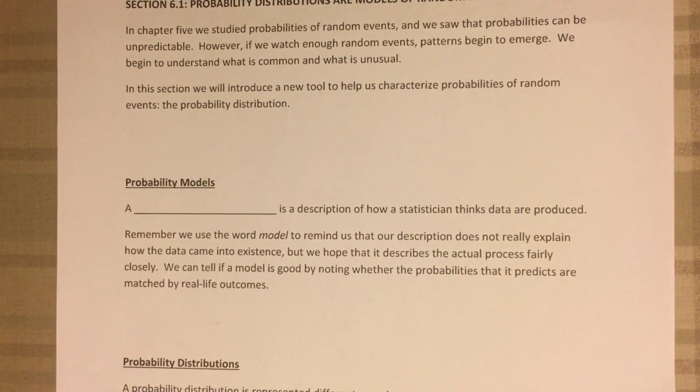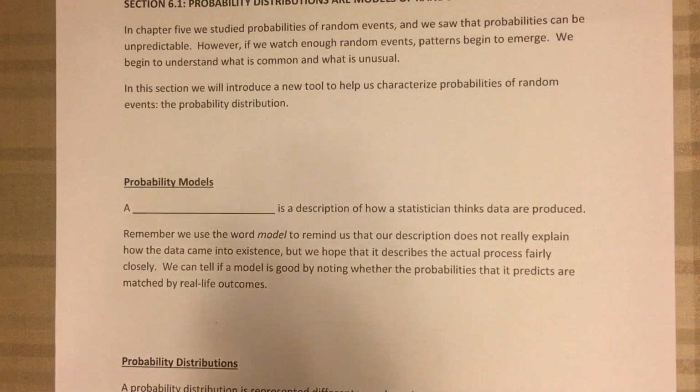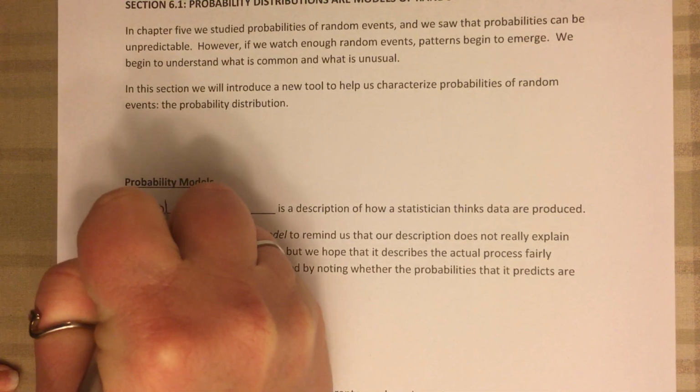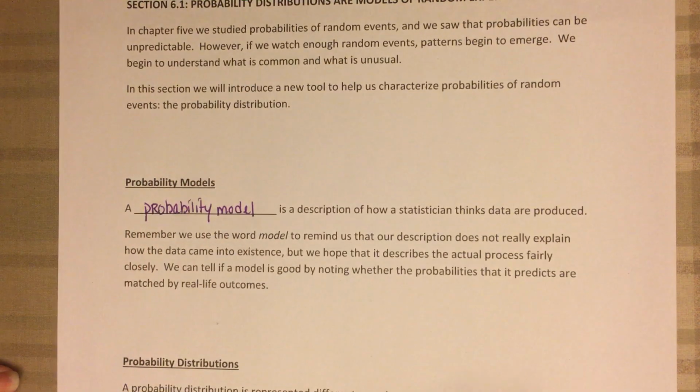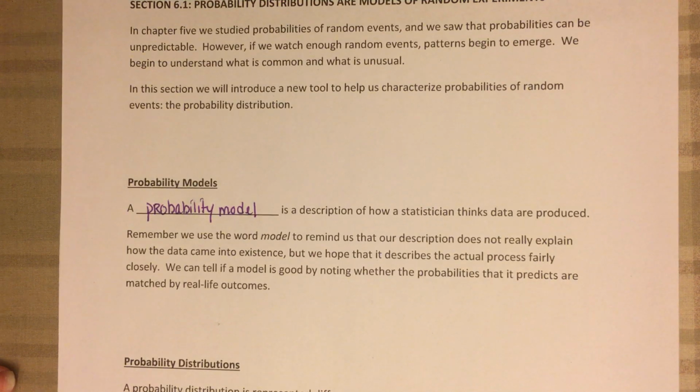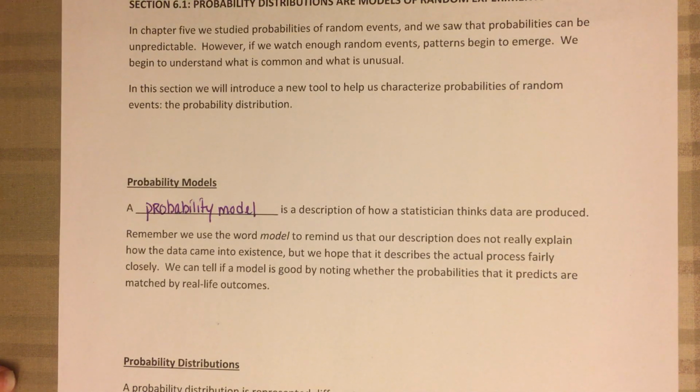So to begin with, our first definition for today is a probability model. A probability model is a description of how a statistician thinks data are produced. By using the word model, it's not an exact science here. So it's not necessarily going to fit our real life 100%, but we hope that it's a pretty good idea of what we're looking at. We can tell if a model is a good model by noting whether the probabilities that it predicts are matched by real life outcomes.